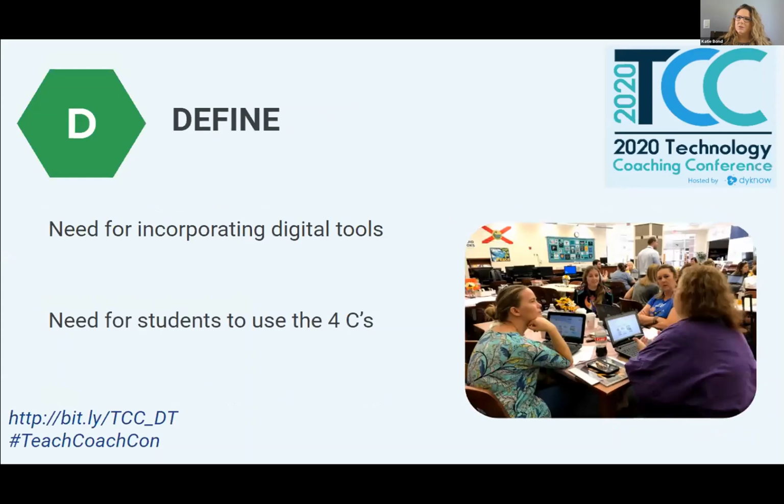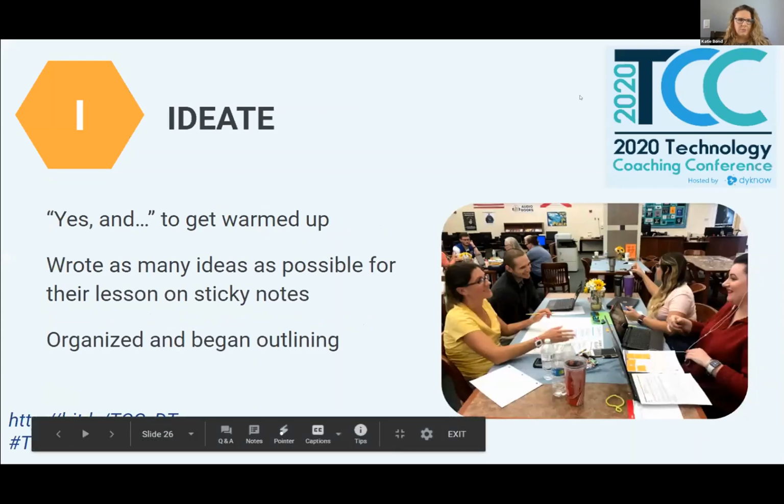Define, we sort of also did ahead of time too. We defined the problem, so to speak, that we were trying to solve, which we didn't want to call a problem because our lessons aren't problems. But the task we were trying to complete was finding ways to incorporate digital tools and ways that we can have our students use the 4 C's. So we define that, as in me and my team define that ahead of time for the teachers. And by the way, these are pictures of the actual session that you see on here.